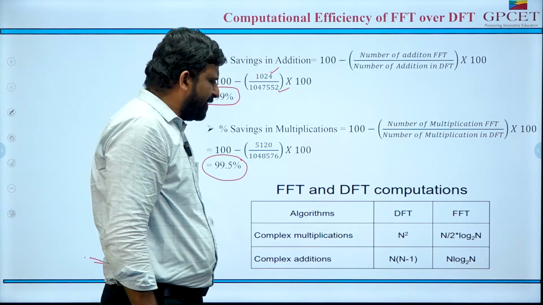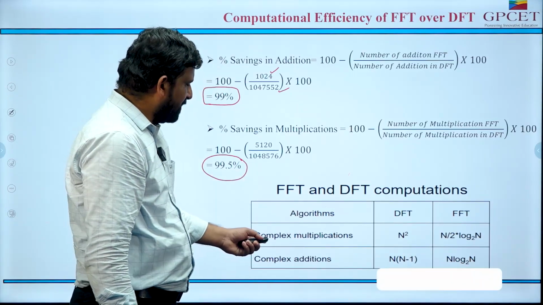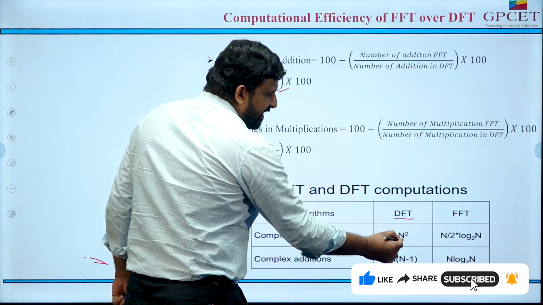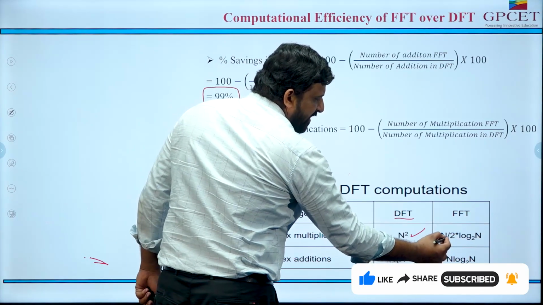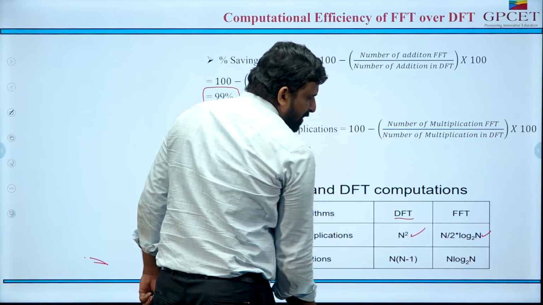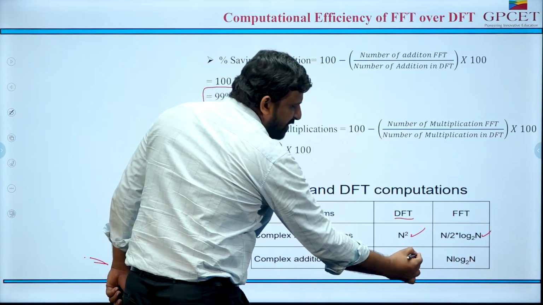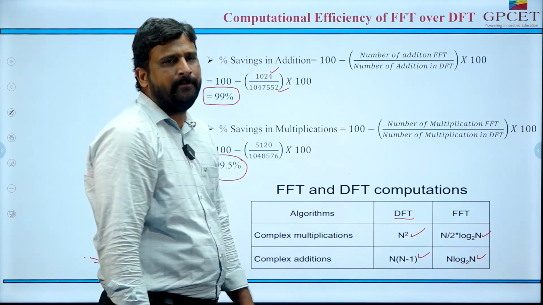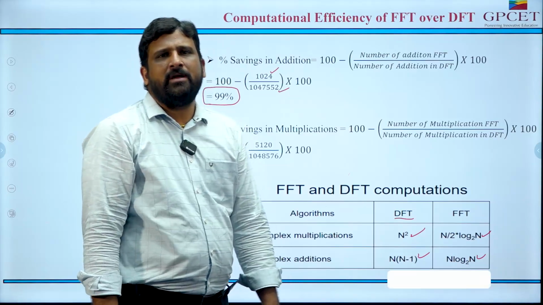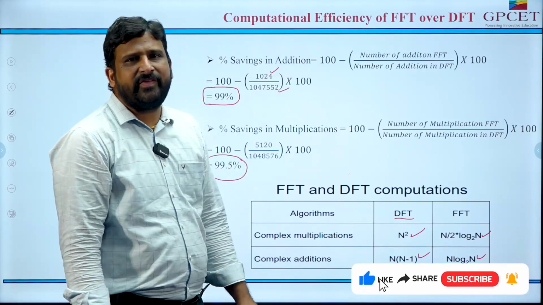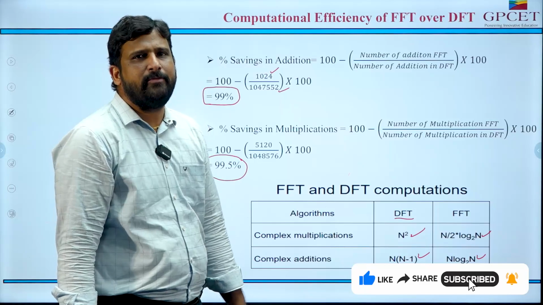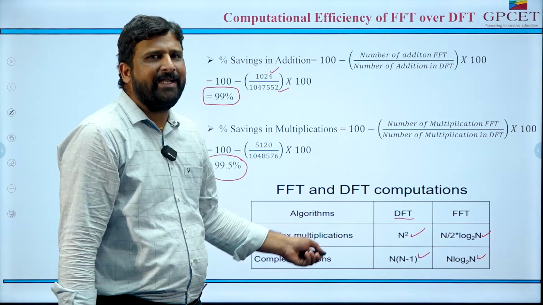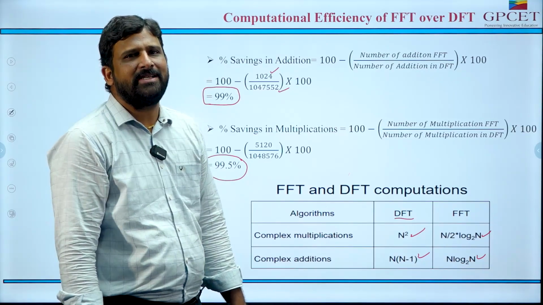A small comparison table, just what we have discussed in the previous slides, for complex multiplication and complex addition. For complex multiplication, in DFT it is n squared, whereas for FFT it is n by 2 log n base 2. And similarly, for complex addition, it is n into n minus 1, whereas in FFT it is n log n base 2. So with this, we can conclude the computational efficiency of FFT over DFT, and how much we save in the FFT when we compare with the DFT.